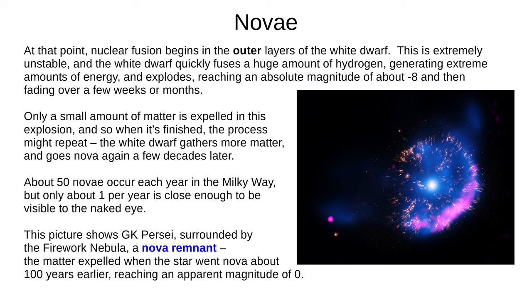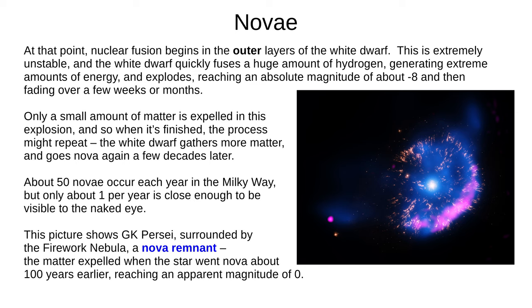This is extremely unstable. A huge amount of hydrogen is fused very quickly. Extreme amounts of energy are released very quickly, and the white dwarf explodes. It reaches an absolute magnitude of -8, and then fades over a few weeks or months. This only expels a small amount of matter, and after the nova dies down, it might repeat this process, gathering more matter and going nova again a few decades later. Every year, there are about 50 novae in the Milky Way, but only about one per year is close enough to be visible to the naked eye.